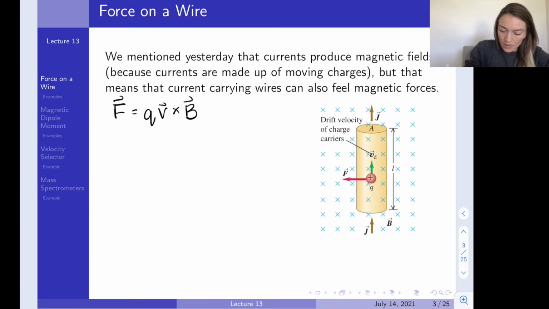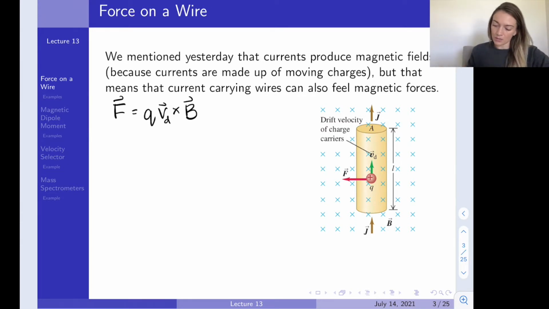So in this case, for a current carrying wire, we know that the velocity is going to be the drift velocity of those particles, and we're assuming, a little unphysically, that our current carrying particles are positive, since that's the convention. So our current is moving upwards, our positive current carrying particles are moving upwards with some velocity Vd. So this velocity here is the drift velocity.